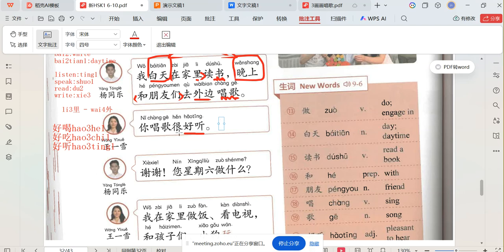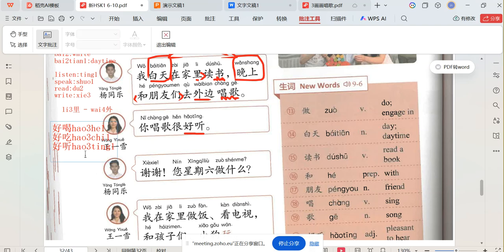You sing a song, it sounds very good. You can sing very well. 你唱歌很好听。 You have to remember this sentence, and next time when you hear your friend can sing very well, you can say this sentence to them. Say it. 你唱歌很好听。 Very good.